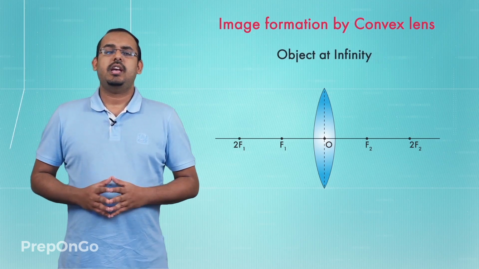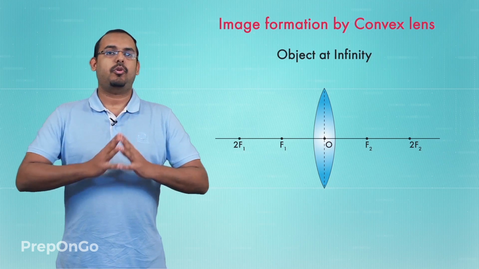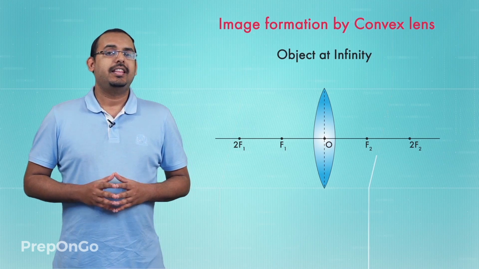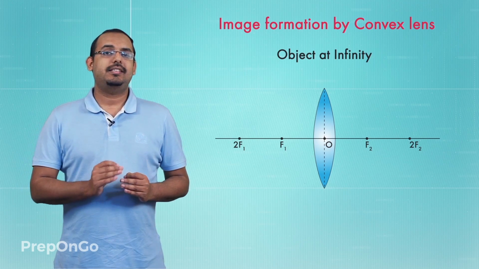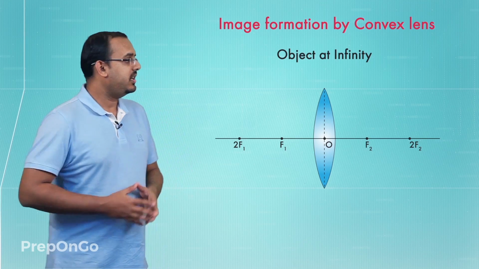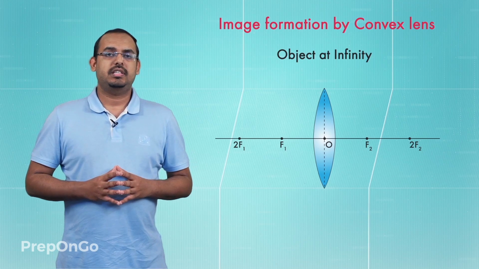In this case, we will keep the object as far away from the convex lens as possible, right? We'll keep the object so far away from the convex lens that we'll say that the object is at infinity with respect to the convex lens. So here we are not able to see the object, right? Because it is very far away from the convex lens.